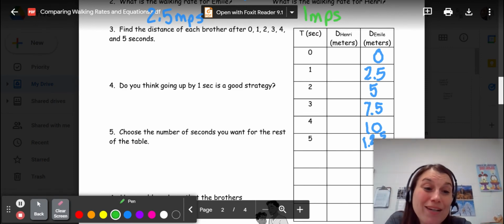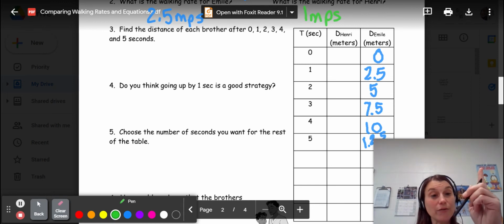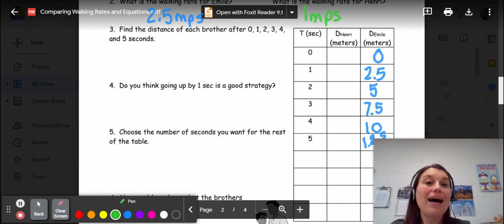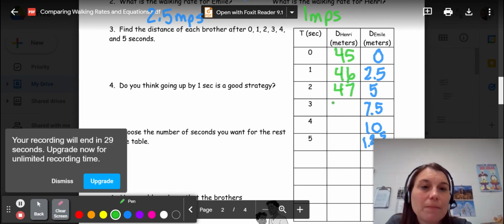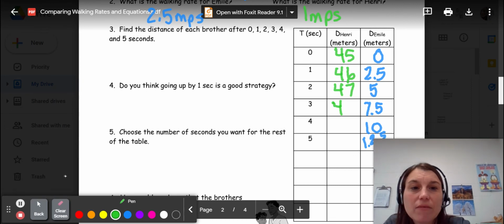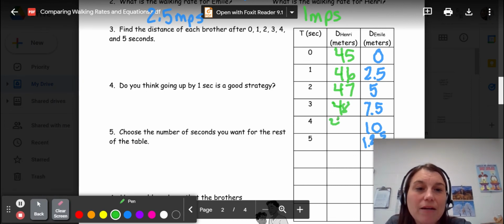Now, Henry does not start at 0. See, Emil's at 0, but Henry has a head start. So Henry actually starts at 45 meters. And then he continues at 1 meter per second. So now he's at 46 meters, 47, 48, 49, and 50.